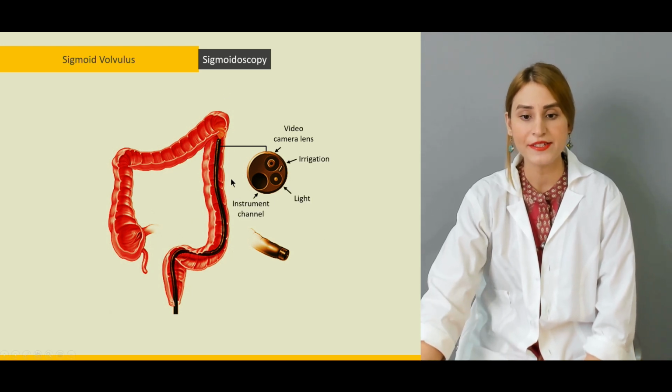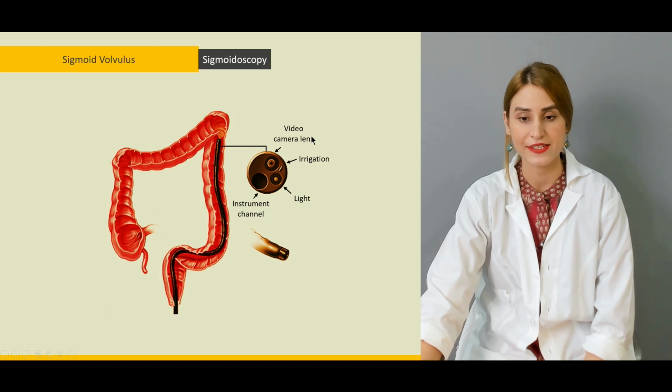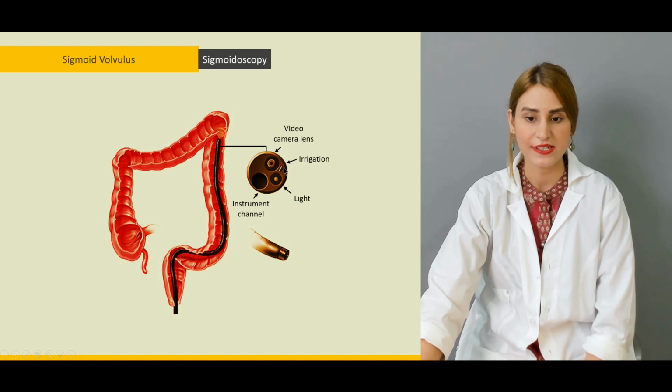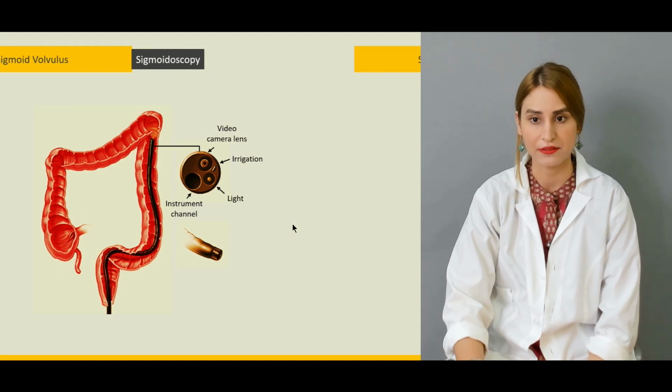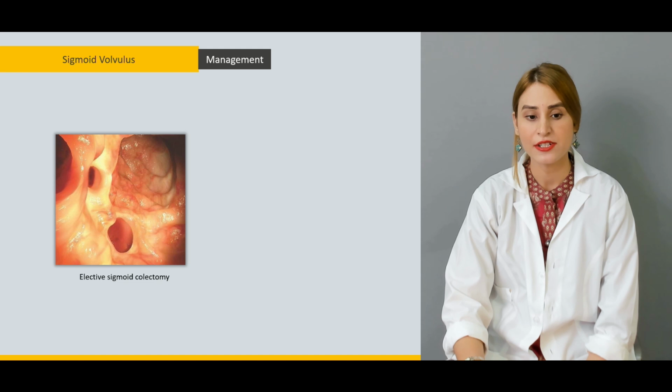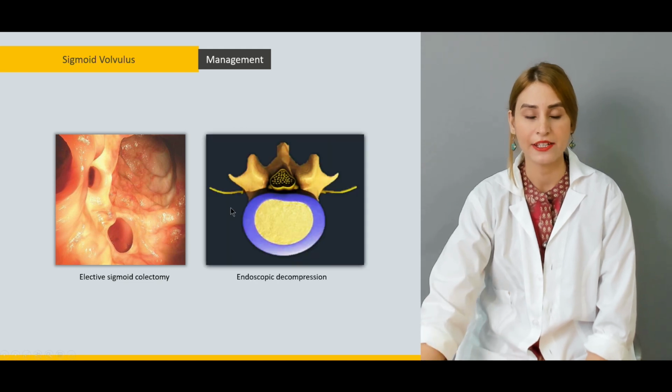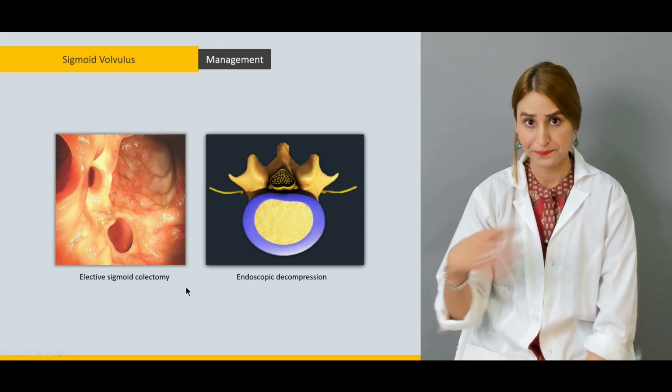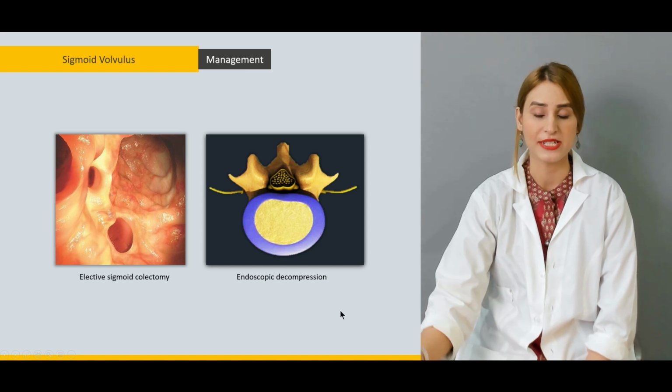So these are the parts of the sigmoidoscope. You can see here, this is the video camera lens. This is the point through which you give the irrigation. This is the light source, and this is the instrument channel. The other management strategy for the sigmoid volvulus is elective sigmoid colectomy, and the other is endoscopic decompression.